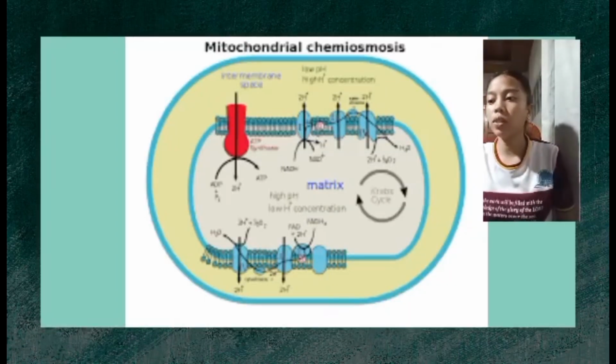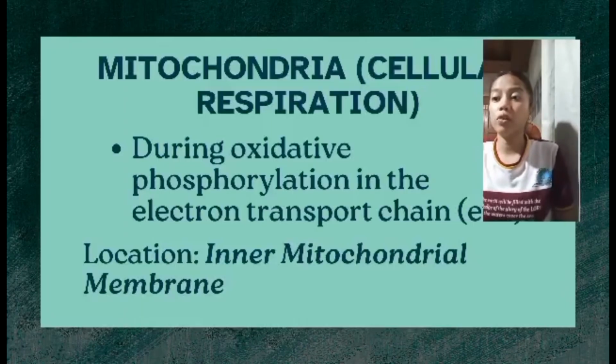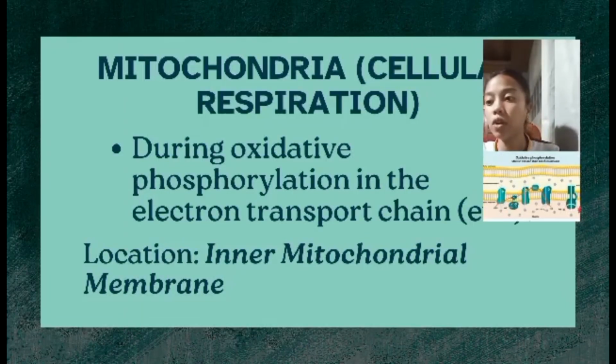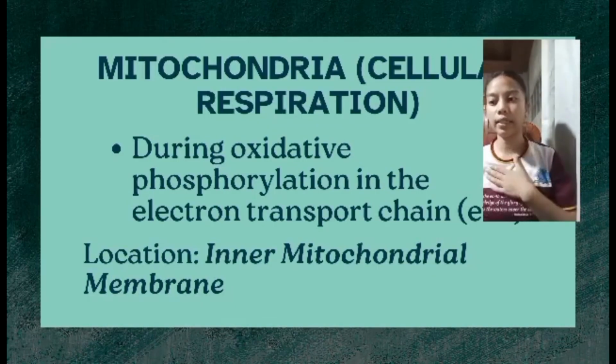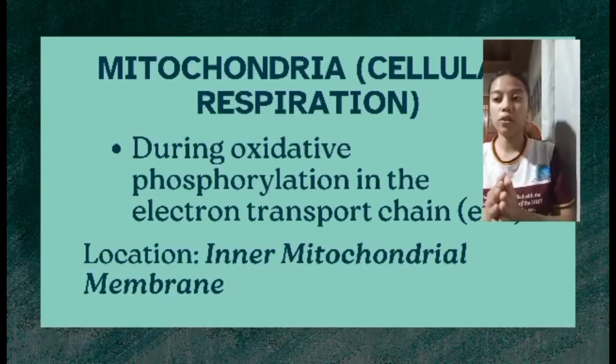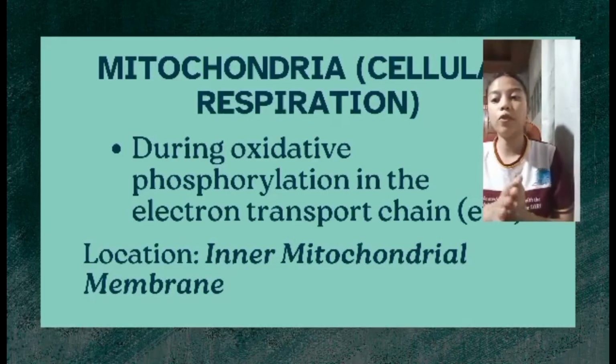So, chemiosmosis in mitochondria or cellular respiration happens during oxidative phosphorylation in the electron transport chain or ETC. Here, the energy from the sunlight helps to transport protons across the membrane, which are then used by ATP synthase to generate ATP, directly fueling the Calvin cycle and various biosynthetic processes in plants.